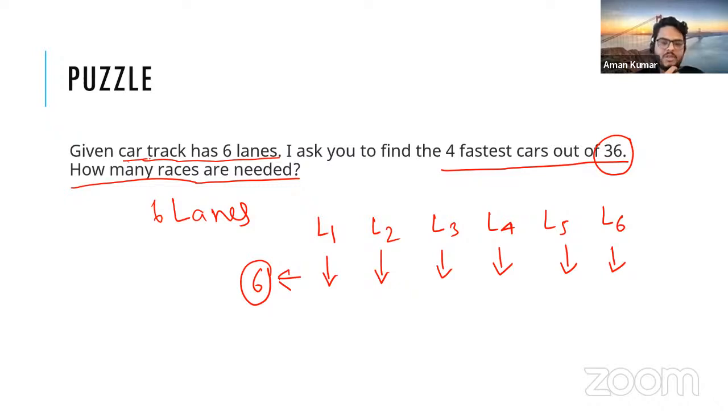Six races, Manish, you will get 6 cars, 6 fastest cars. I agree. Minimum 6 is needed. So in 6 races, you get 6 fastest cars. Now we have to find the 4 fastest cars. How do you do that?